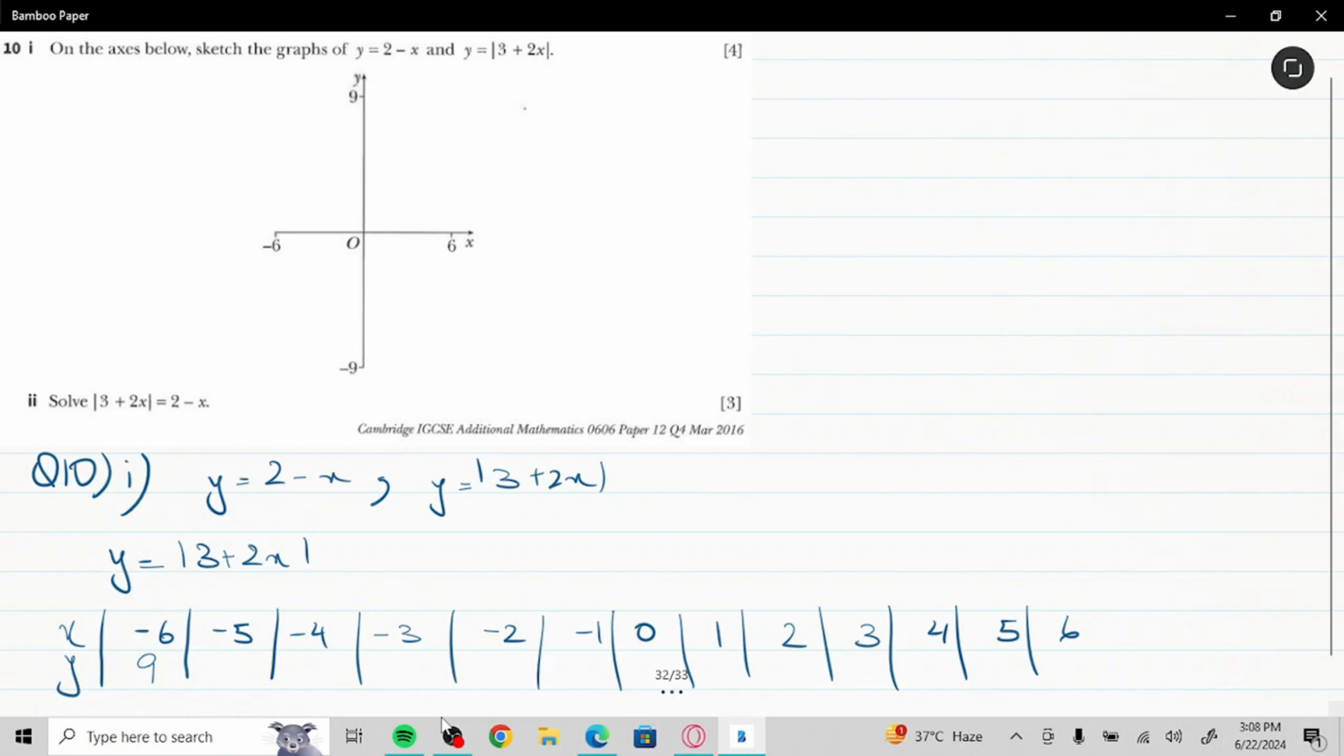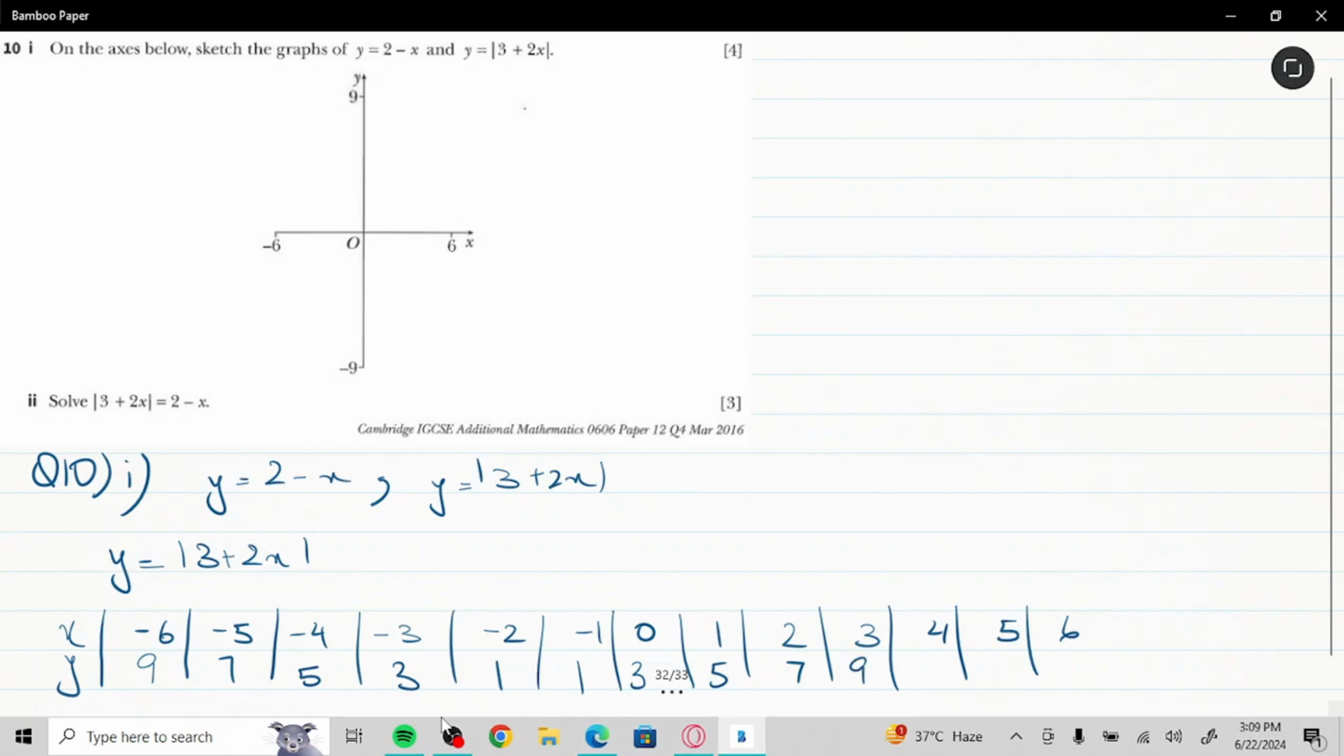So I'm going to really quickly input these values. Negative 5 times 2 is negative 10, plus 3 is negative 7, which becomes 7. Negative 4 times 2 is negative 8, plus 3 is 5. Negative 3 times 2 is negative 6, plus 3 is 3. Negative 2 times 2 is negative 4, plus 3 is 1 after it passes through a modulus, obviously. Again for negative 1, negative 2 plus 3 is 1, even if it is in a modulus. So 3 plus 0 is 3, then 3 plus 2 is 5, 2 times 2 is 4, 4 plus 3 is 7, 3 times 2 is 6, 6 plus 3 is 9.